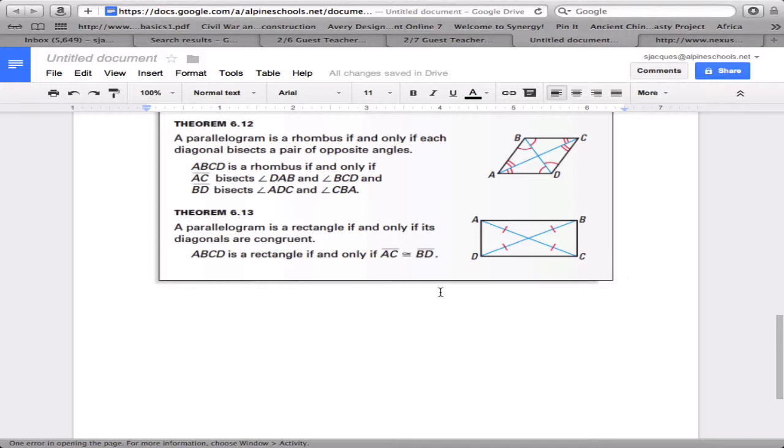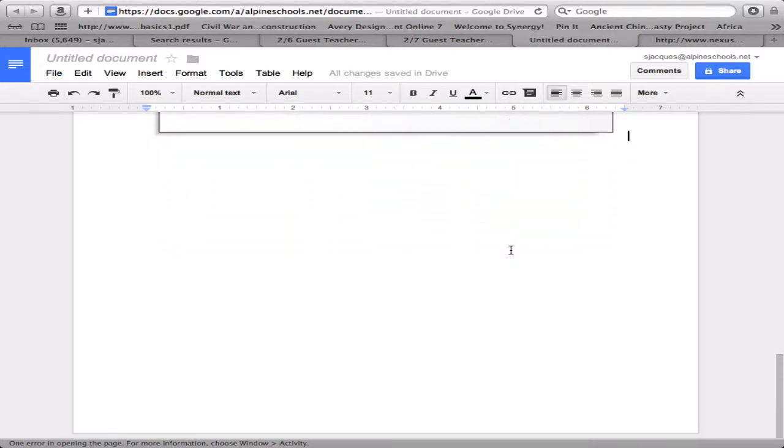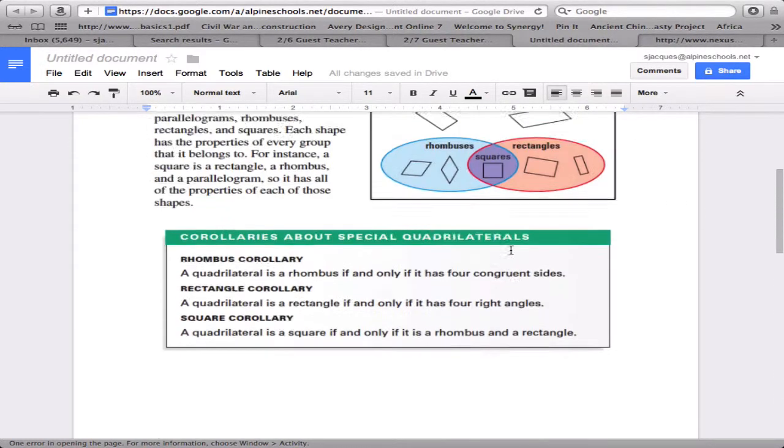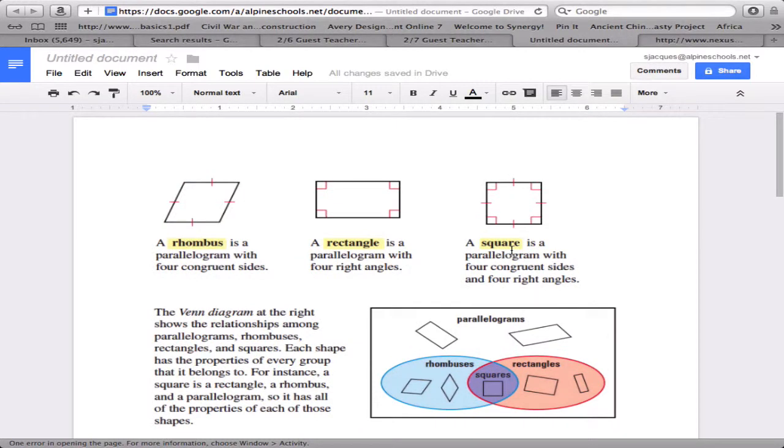So the diagonals are always going to be equal to one another. So ABCD is a rectangle if and only if AC is congruent to BD. So that's the information we have on a rhombus, a rectangle, and a square. All you need to get from that are the important points. It would be good to sketch this diagram to have that.